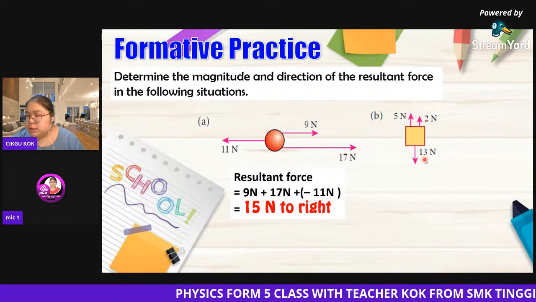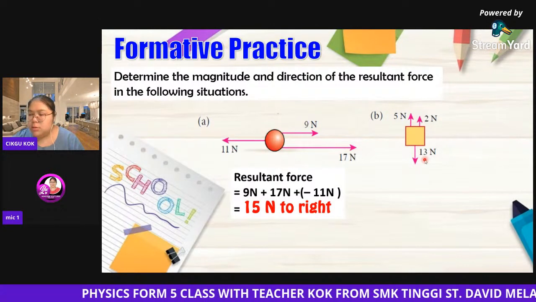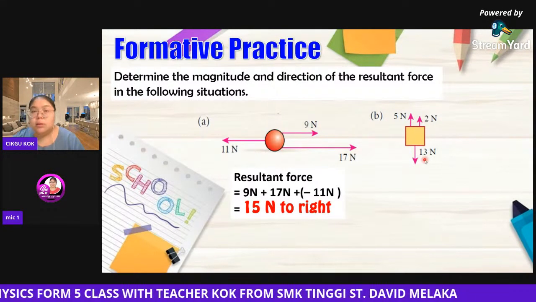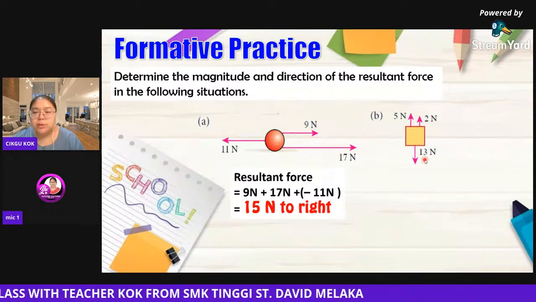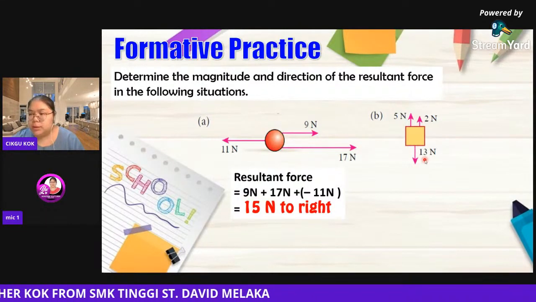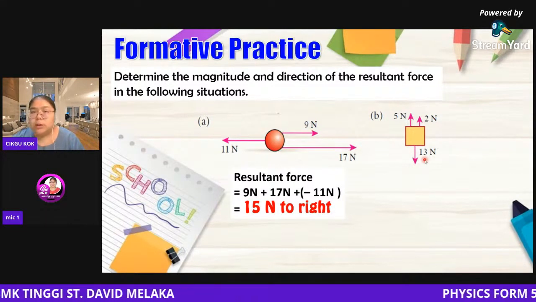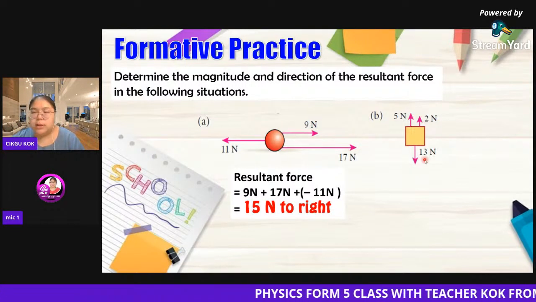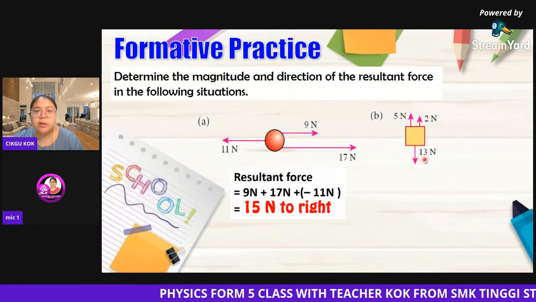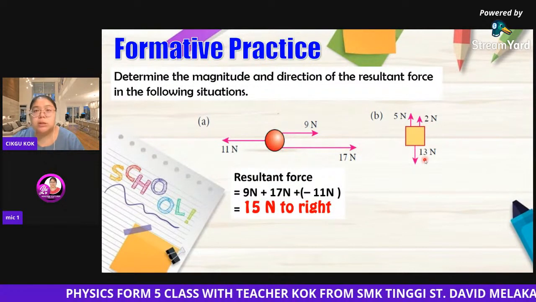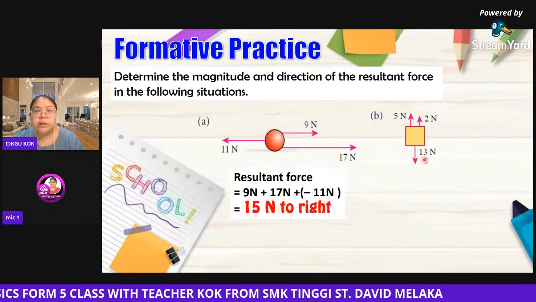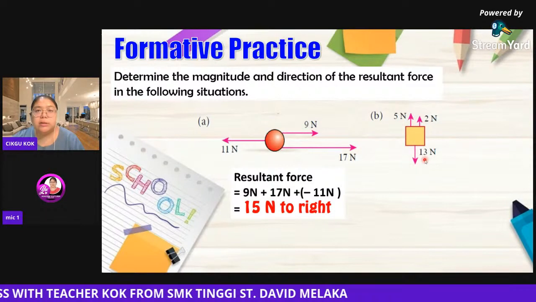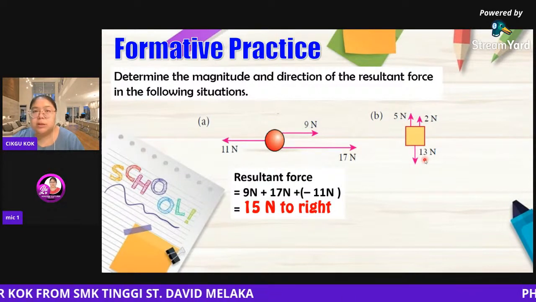Okay, so this answer should be... We get the answer from Lim Zixuan. Lim Zixuan gives me the answer 6 Newton downwards. Okay, we got Alicia already. Same. Chan Jingwen also gives me down 6 Newton.